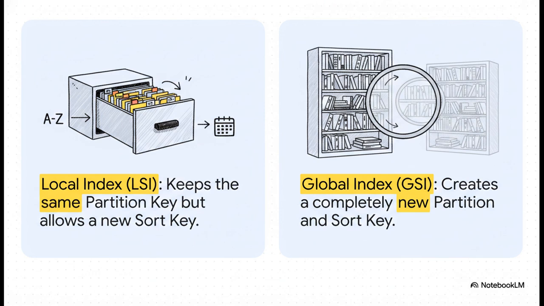A local secondary index, an LSI, is like adding a new set of dividers to your existing filing cabinet drawer. You're still only looking at one user's drawer at a time, but now you can sort the to-dos inside it in a new way, say by year instead of by title. But a global secondary index, a GSI, is way more powerful. It's like creating a whole new filing cabinet that organizes a copy of your data in a completely different way. For our new feature, a GSI is exactly the tool we need.